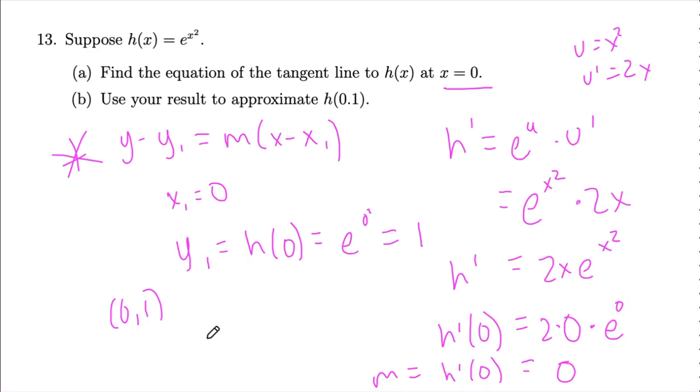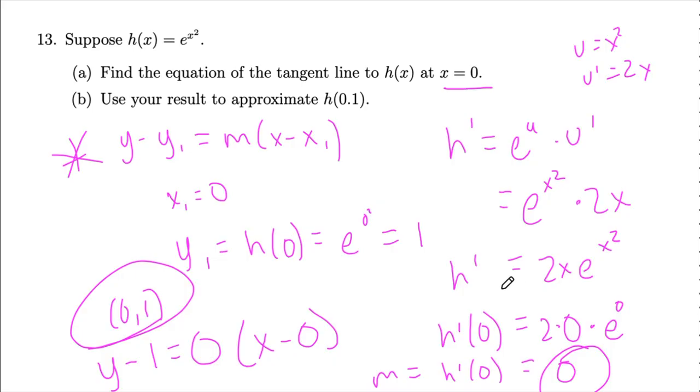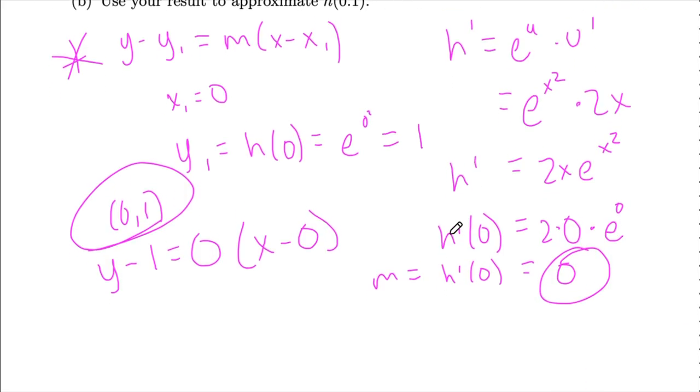Now we have everything we need to plug back into point slope form to get the tangent line. So this would give us y minus 1 equals 0 times x minus 0. I just used that slope and that point. Let's clean that up a little bit. 0 times anything is 0, so we get y minus 1 equals 0. Then, using simple algebra, adding the 1 over, we get y equals 1. So this is actually our tangent line.